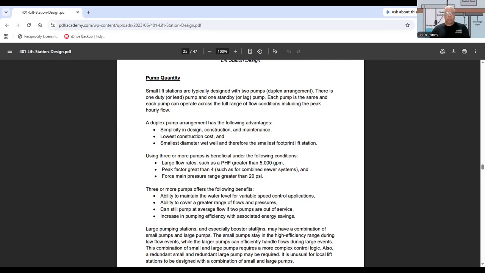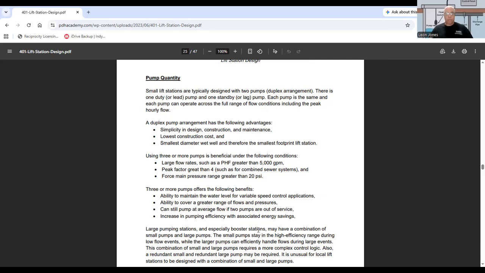Using three or more pumps is beneficial under the following conditions: high flow rates such as a PHF greater than 5,000 gallons per minute, peak factor greater than 4, such as for CSOs. What's a CSO? It's a combined sewer overflow. Michigan City has a CSO, and also the city of Mishawaka has a CSO. And again, the force main pressure range is going to be greater than 20 psi. What's psi? Pounds per square inch.